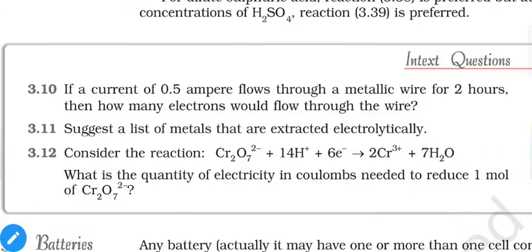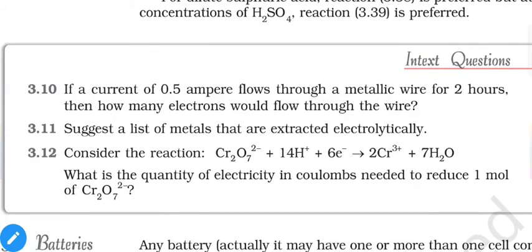Second, suggest a list of metals that are extracted electrolytically. That means you can use the reference of the other unit, the metal extraction unit. In the general principles of metal extraction unit, most of the metals which can be electrolytically obtained are mentioned. So you can refer to that unit and find your answer, and in this unit also some metals are mentioned, so you can read the current unit and find your answer as well.